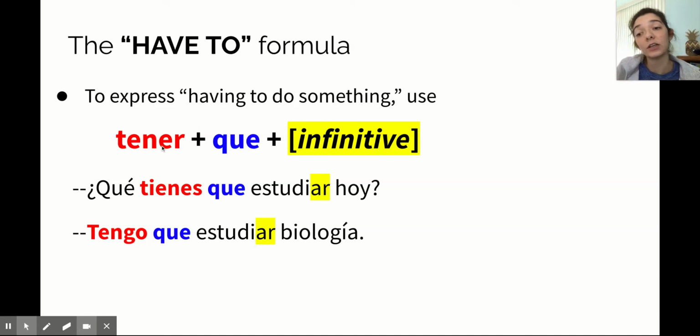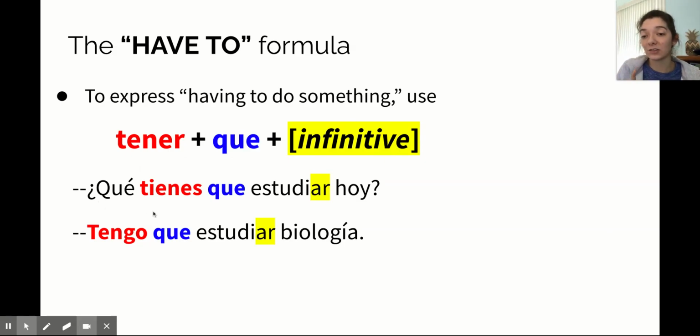So if we're saying somebody has to do something, we're going to use this formula. Write it down. Tener plus que plus infinitive. That is your formula. Write it down. What do I mean by this? You got to have every piece of the puzzle. Tener first, then a que, then the infinitive, back to back to back in that order.